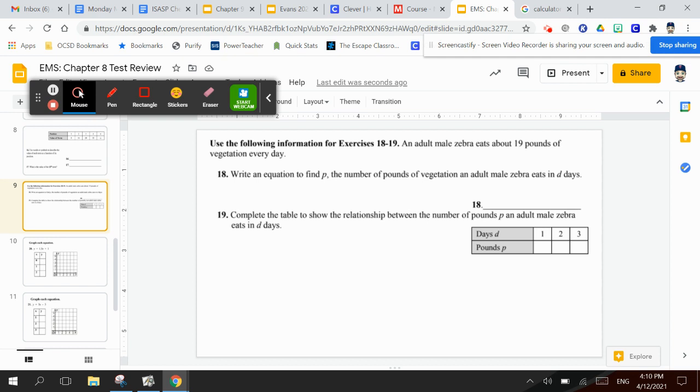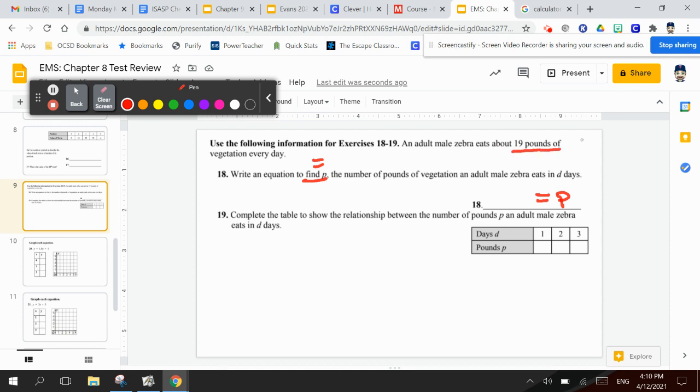Exercises 18 and 19 want you to use the information in exercises 18 and 19. An adult male zebra eats about 19 pounds of vegetation each day. So write an equation to find P, the total number of pounds of vegetation an adult zebra eats in D days. So we're trying to find P. That's the equal sign, right? So it equals P.